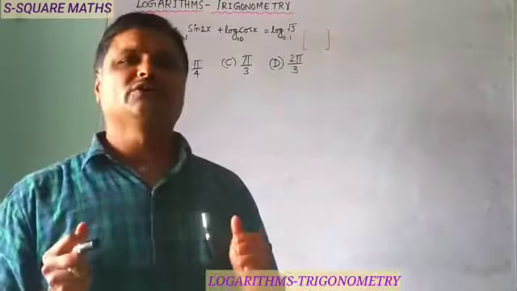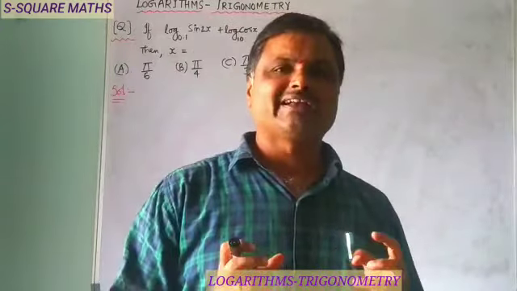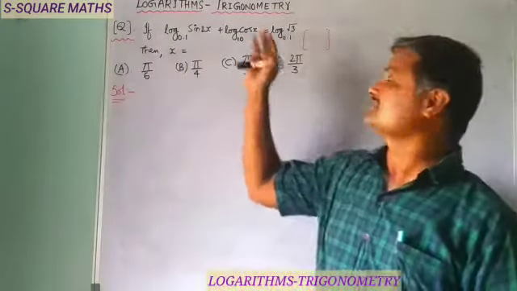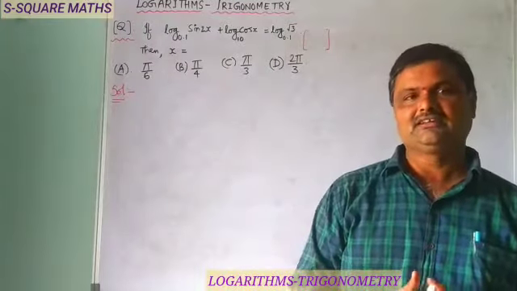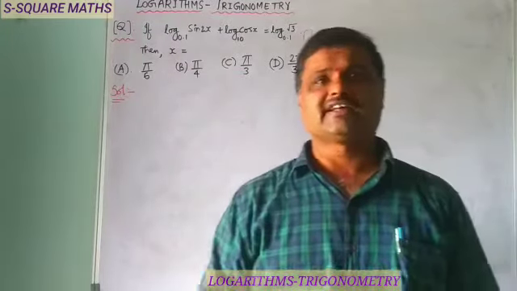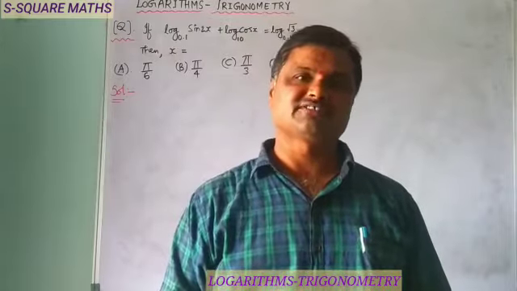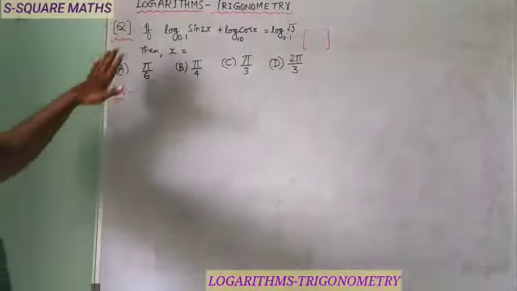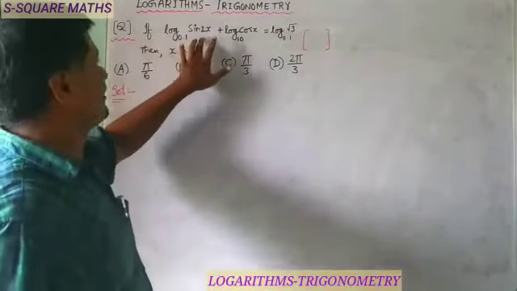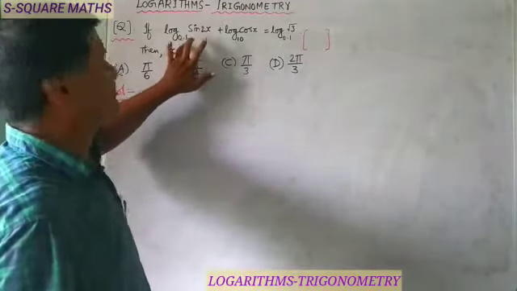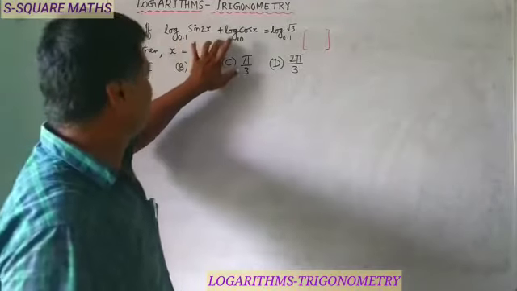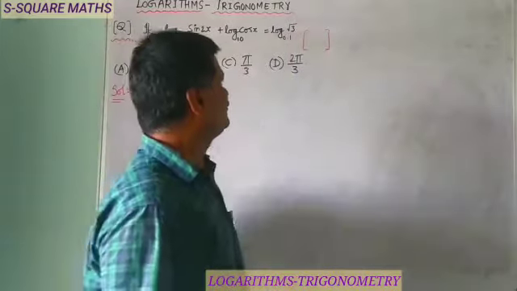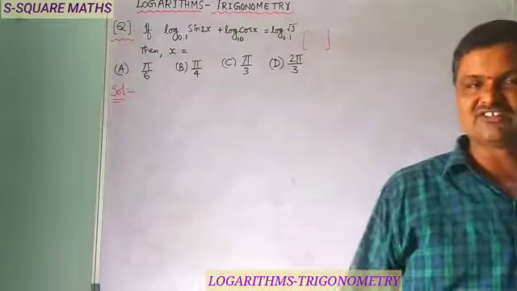So today we are going to discuss a very important and interesting problem on logarithms which is connected to trigonometry. It is very useful for MSET and other competitive examination levels. So here, what is our given question? Log of sin 2x to the base 0.1 plus log of cos x to the base 10 is equal to log of root 3 to the base 0.1.